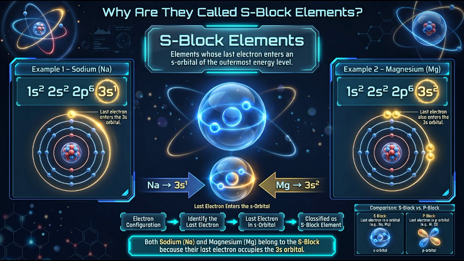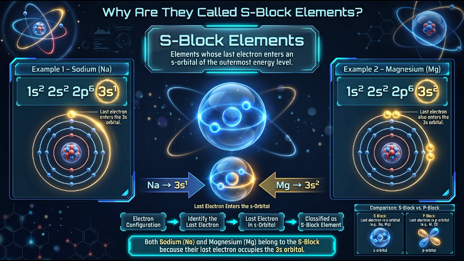The flow diagram at the bottom of the image summarizes the classification process in 4 simple steps. First, determine the electronic configuration of the atom. Second, identify the last electron in that configuration. Third, determine which orbital contains the last electron. Finally, classify the element according to that orbital.